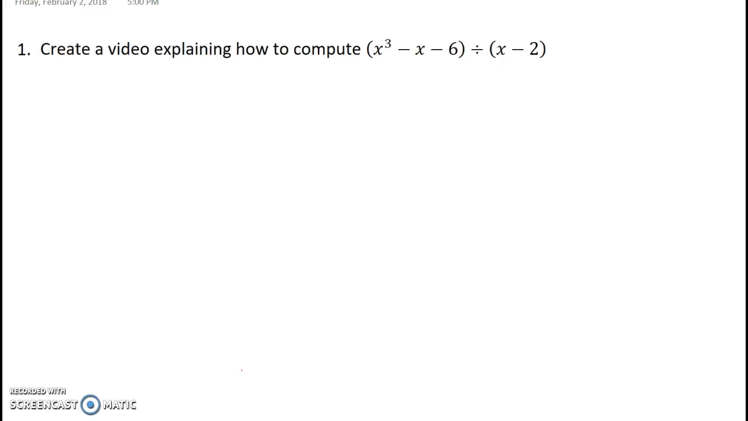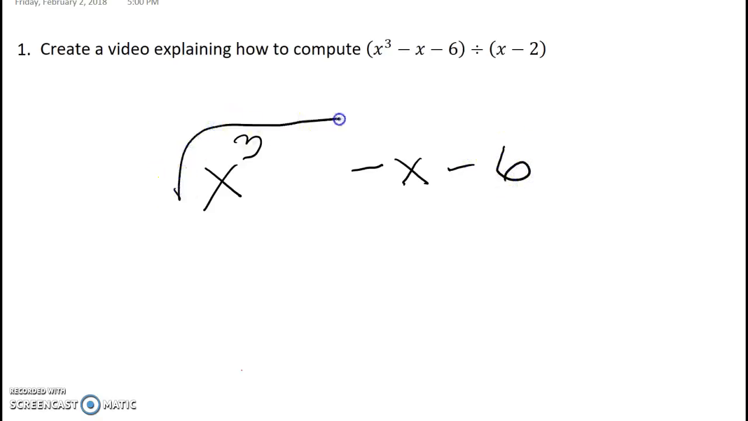Hi, today we are going to look at dividing x cubed minus x minus 6 by x minus 2. We'll start off with the first polynomial, x cubed. And there is no x squared term, so I'm going to leave some space and then write x minus 6 a little to the right of that. We are going to use long division to divide this by x minus 2.